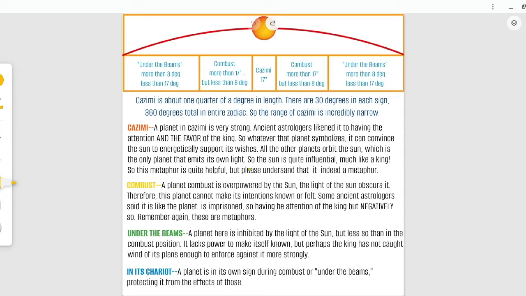And she's going to be in a placement that is called Combust. So Combust, and that's what's going to be happening at the eclipse actually, is Venus is going to be in the Combust placement because she's going to be more than 17 minutes away from the Sun, but less than 8 degrees. So when a planet is combust, it is overpowered by the Sun. The light of the Sun obscures it. Therefore, this planet cannot make its intentions known or felt. Some ancient astrologers said that it is like that planet is imprisoned.